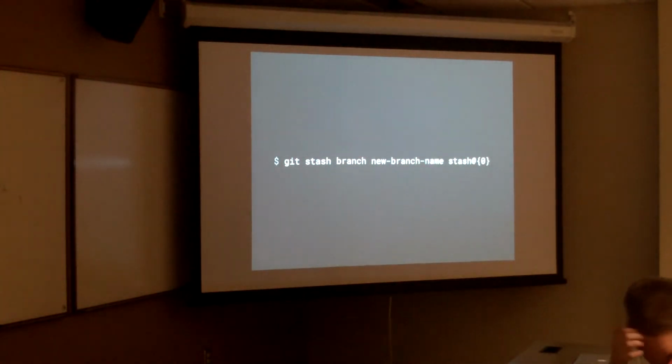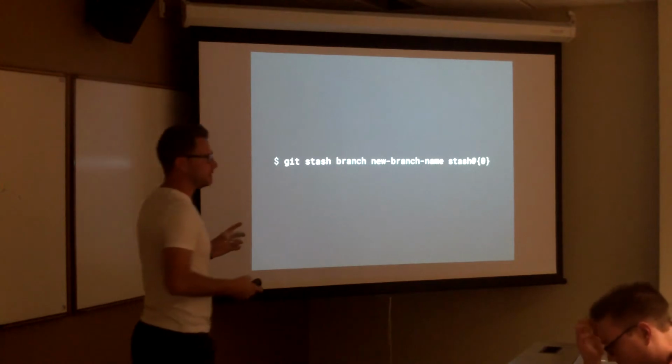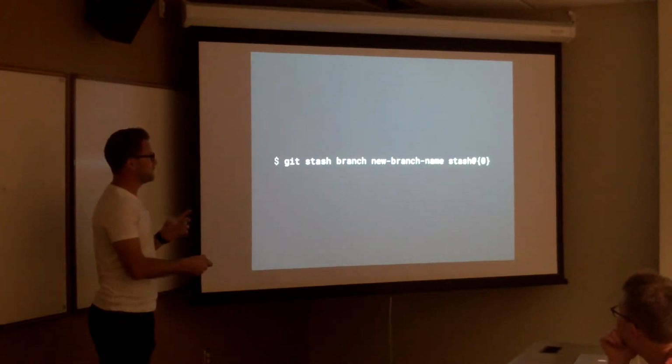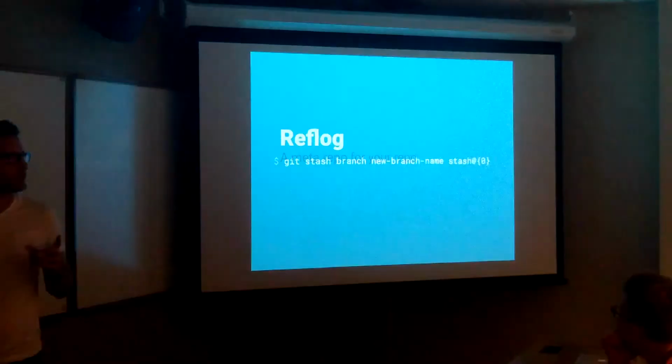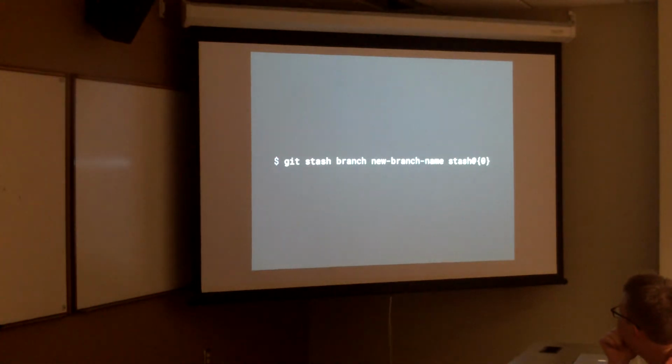If you realize that a stash you had is really good and you want to continue working with it, you can actually git stash branch your new branch name and stash at 0 or 1 or whatever one you want. And that will actually create a branch directly from that stash with that branch name and get you at that point in your new branch. Pretty amazing. So that's stashing.